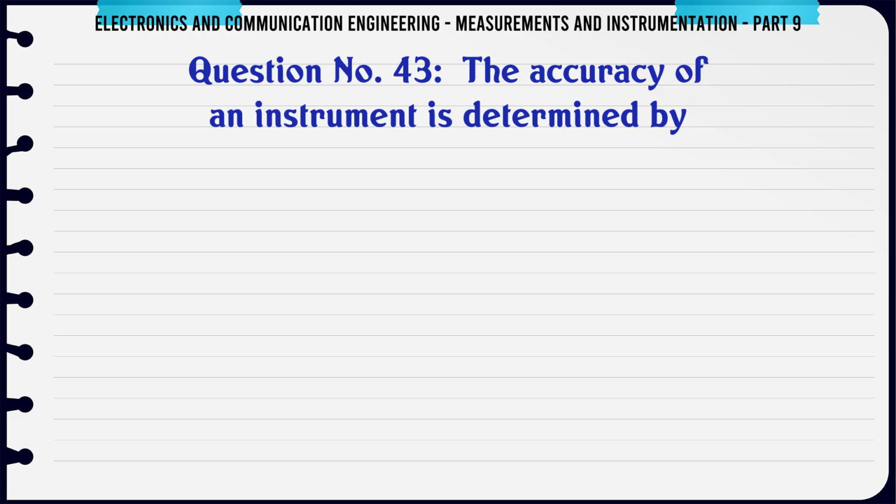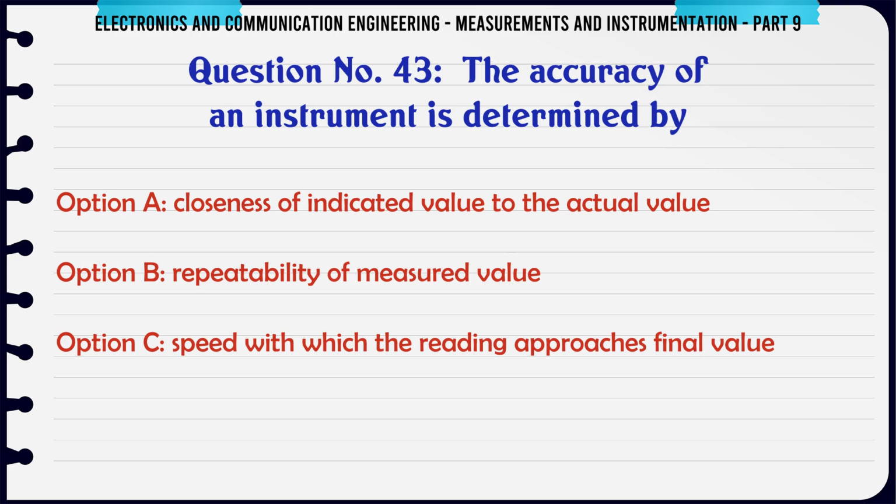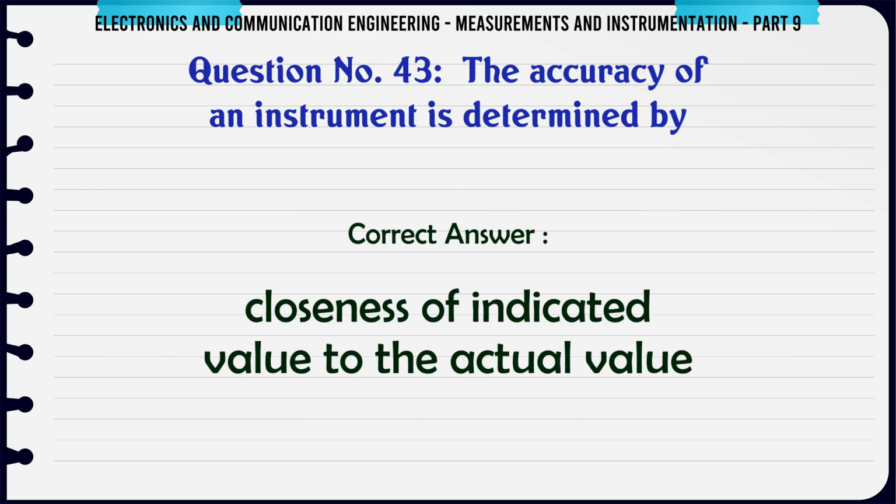The accuracy of an instrument is determined by A. closeness of indicated value to the actual value, B. repeatability of measured value, C. speed with which the reading approaches final value, D. least value which can be measured. The correct answer is closeness of indicated value to the actual value.